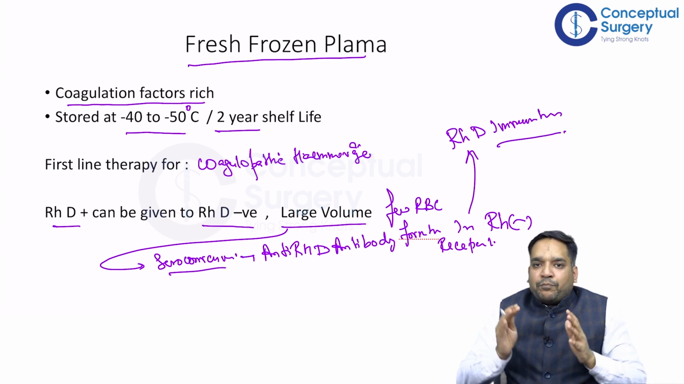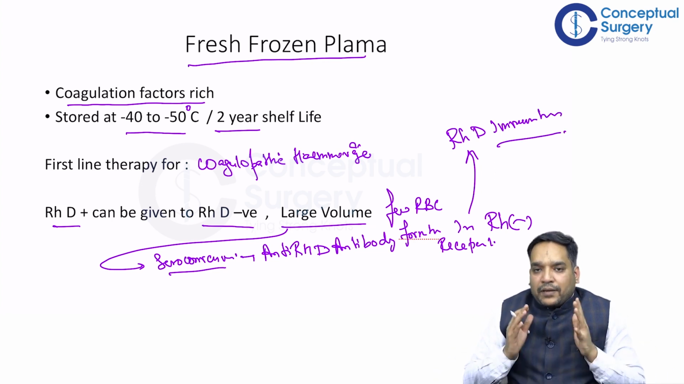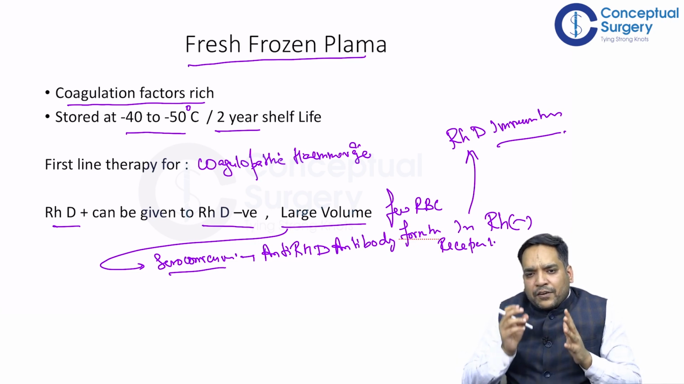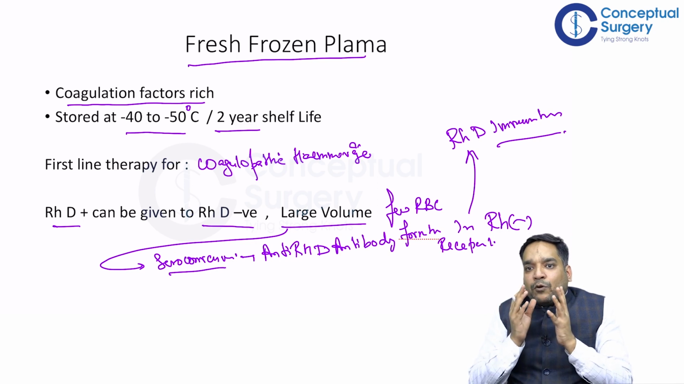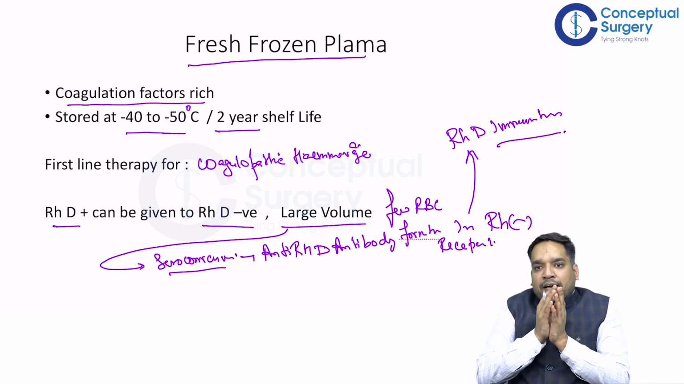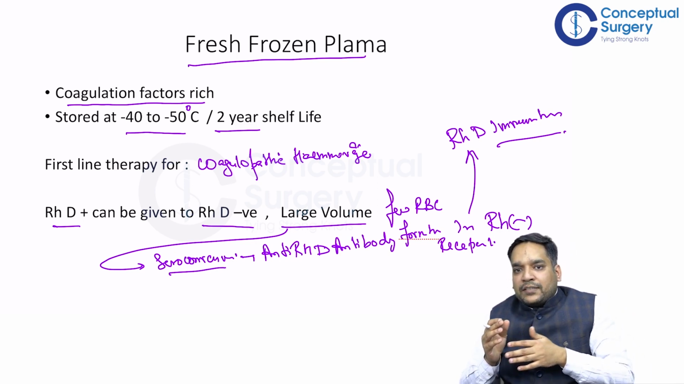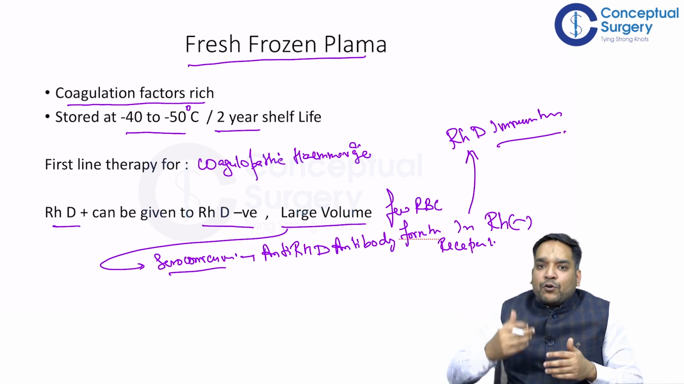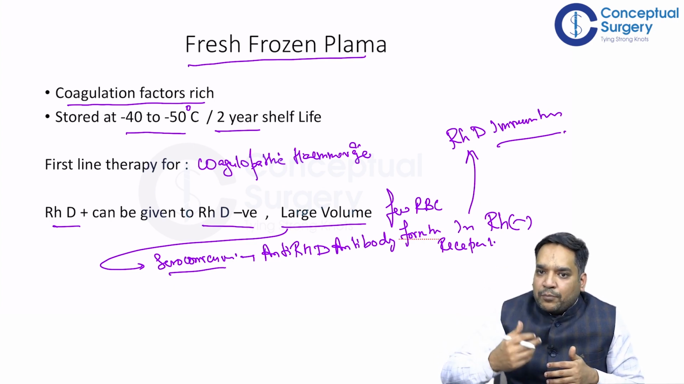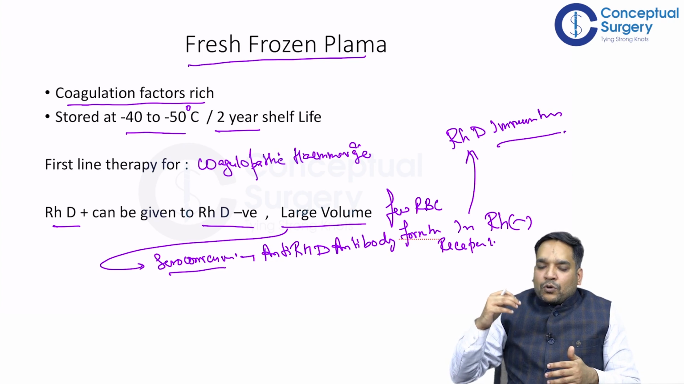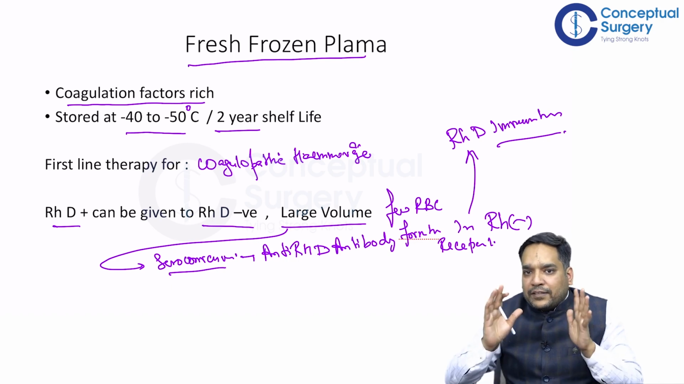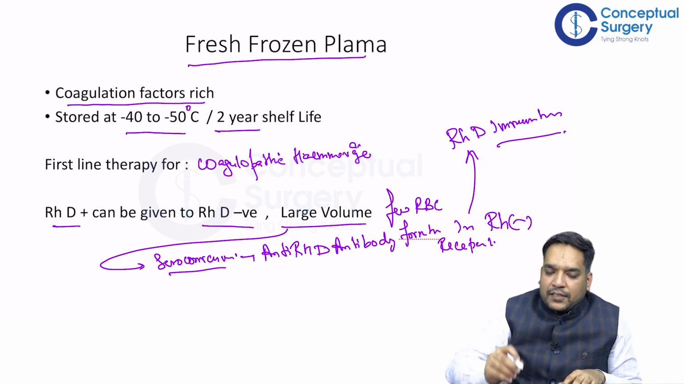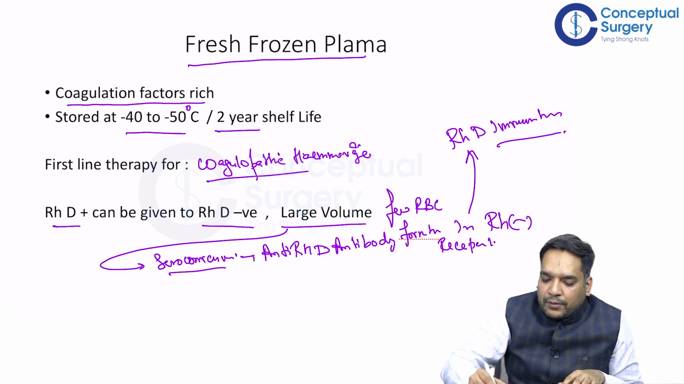As such, FFP is not antigenic, right? But if we are going to give it in a large volume, it will have a few contaminants in the form of RBCs. These RBCs are loaded with the antigen, right? And as soon as these RBCs go into the RH negative person, they will lead to formation of anti-RH antibodies, right? Which can be a problem in pregnancy. So in this patient, we should consider RHD immunization, right? And FFP is the first line therapy of coagulopathic hemorrhage.